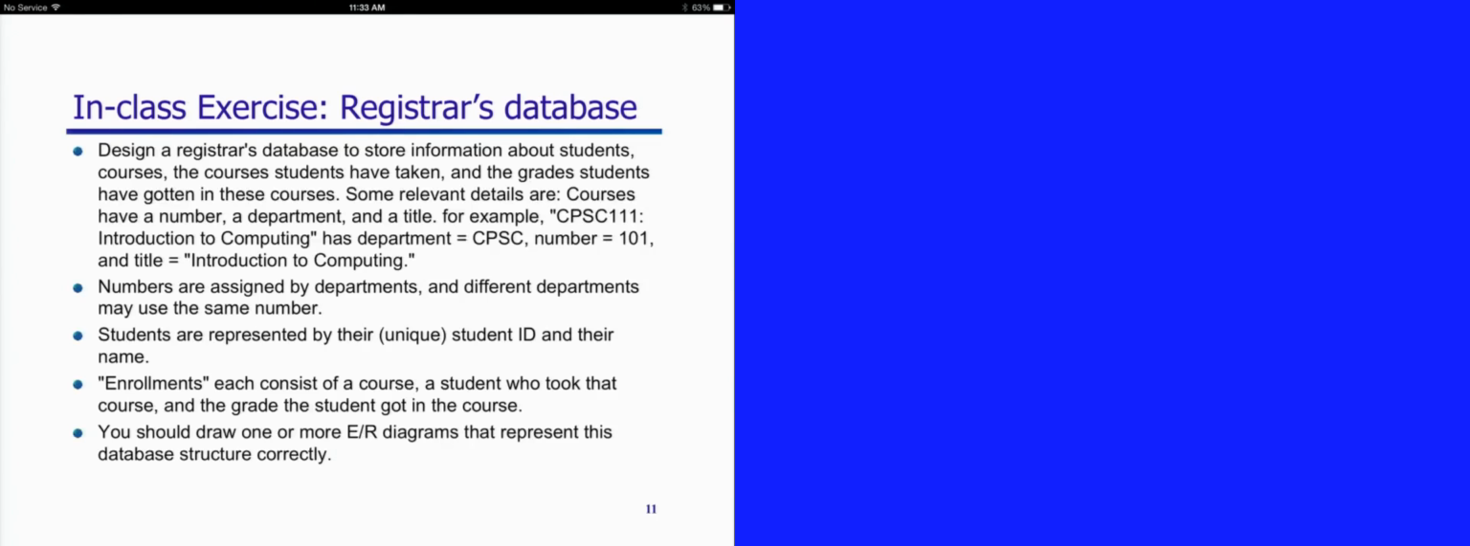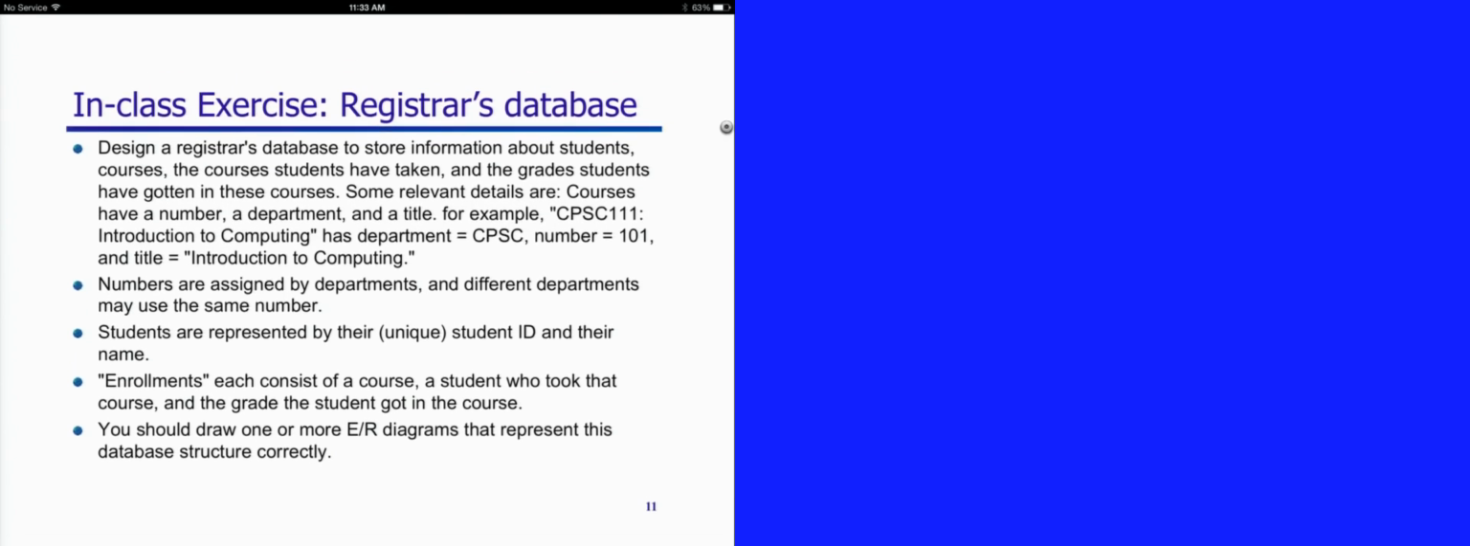Okay, so let's go back to here. We have course. Course has department and number. We also have students. Students have ID and name. And we've been told that ID is what makes them unique. And then we have enrollment, where enrollment is now going to be associating courses with students. And there's a grade that I'm going to keep for that enrollment.